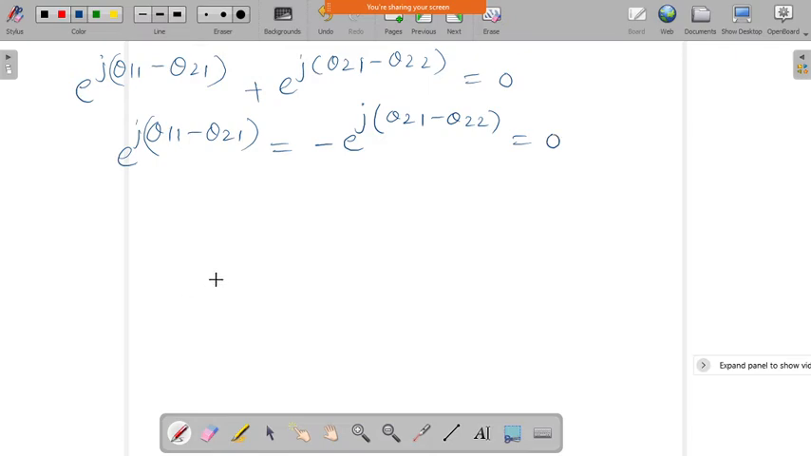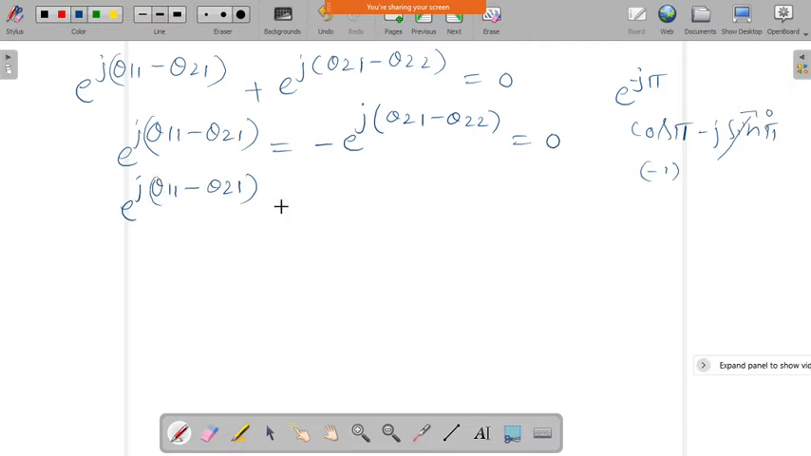Now this minus sign I can write as e power minus j pi, which gives cos pi minus j sin pi. Since sin pi is 0 and cos pi is minus 1, we can replace this minus sign by that. So we get e power j theta 11 minus theta 21 equal to e power minus j pi, into e power j theta 21 minus theta 22.